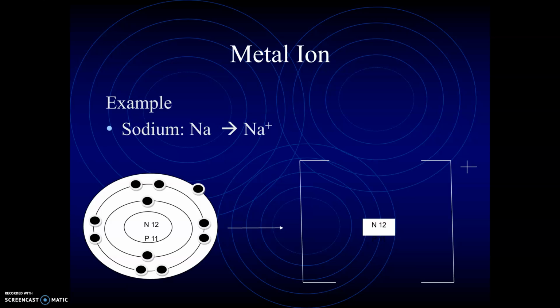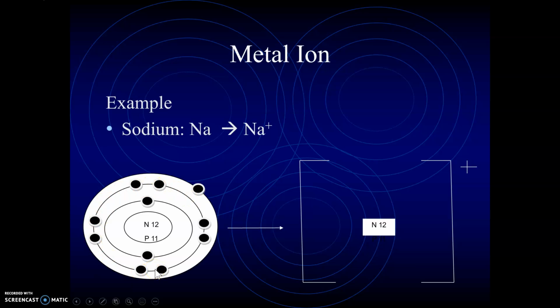So here's my example of a metal ion. We're going to look at sodium. It's in group 1, so it means it has 1 valence electron. You can see from the Bohr-Rutherford diagram, it has 1 electron here. So it's a lot easier to get rid of that 1 electron, to lose that negative charge. Then it comes down to this orbit, which is full and stable.